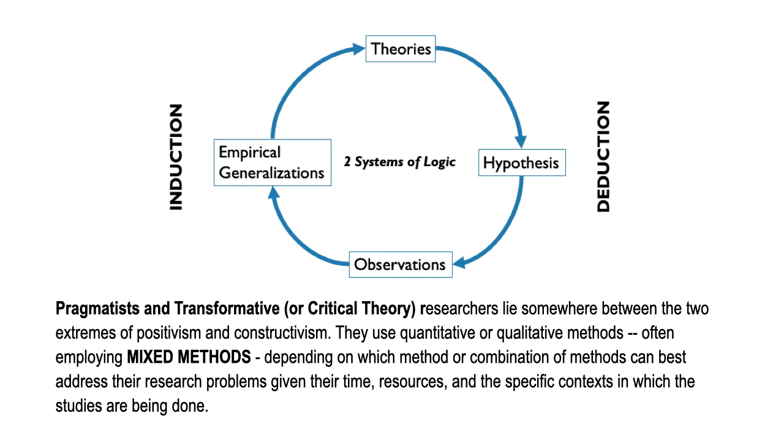If we have positivism and quantitative research on one side, and constructivism and qualitative research on the other, pragmatism and transformative research or critical theory research lies somewhere between the two extremes. They use quantitative or qualitative methods, often employing mixed methods, depending on which method or combination of methods can best address their research problems given their time, resources, and the specific context in which the studies are being done.